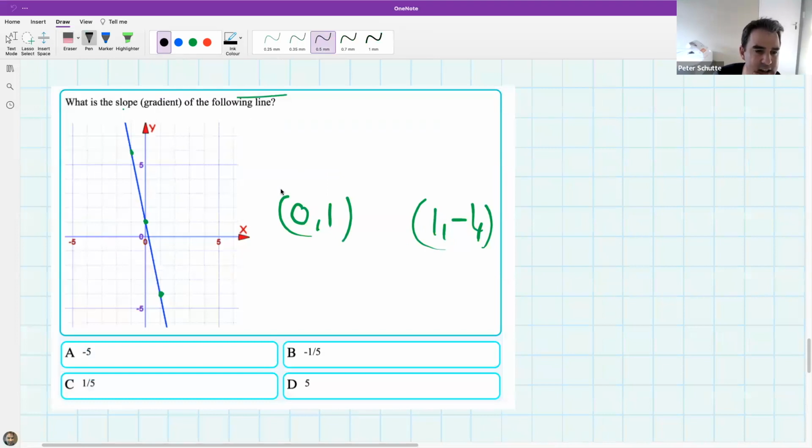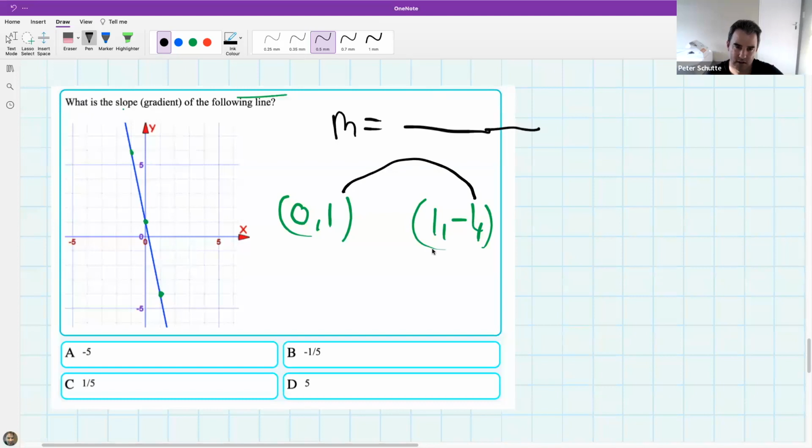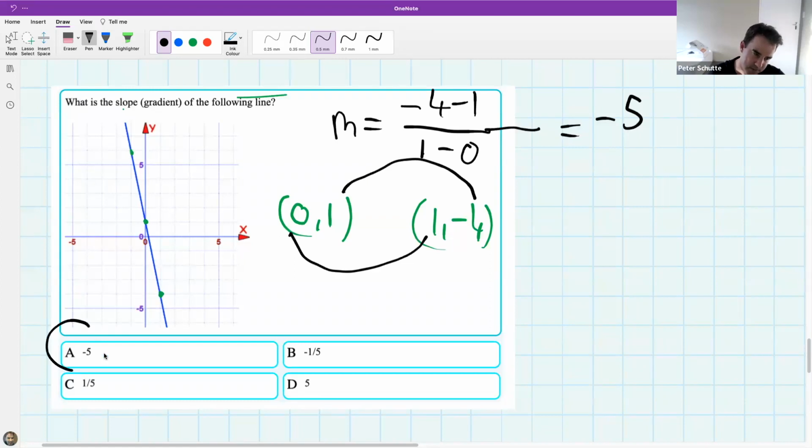What do we think the gradient of this line is? I think it's negative by just looking at it. But if we're doing the formula way, we would go this minus this, and this minus this. So minus 4 minus 1, and then 1 minus 0, which gives me minus 5.